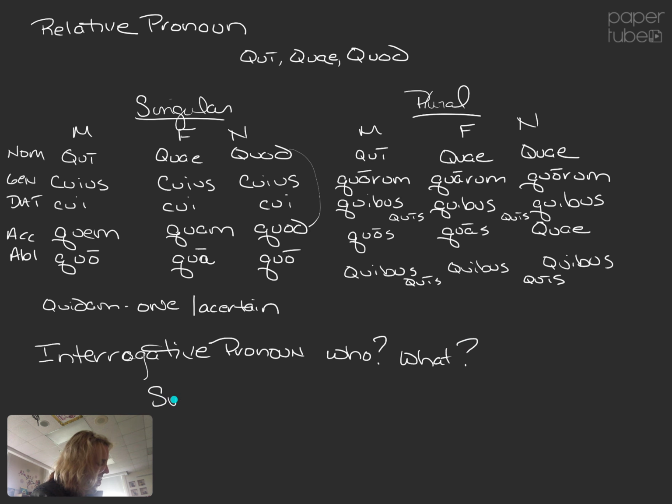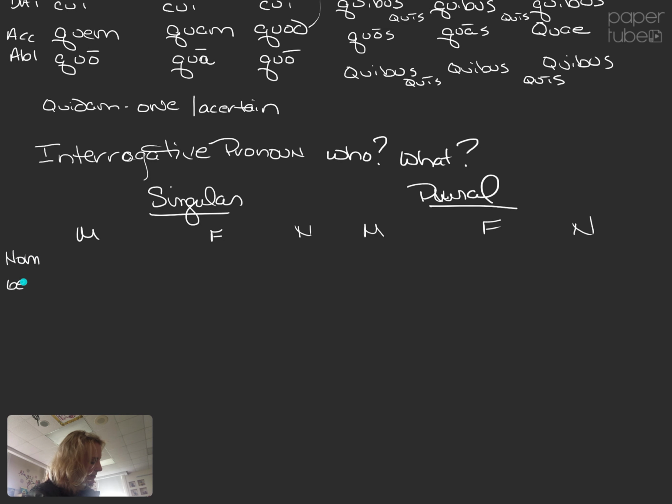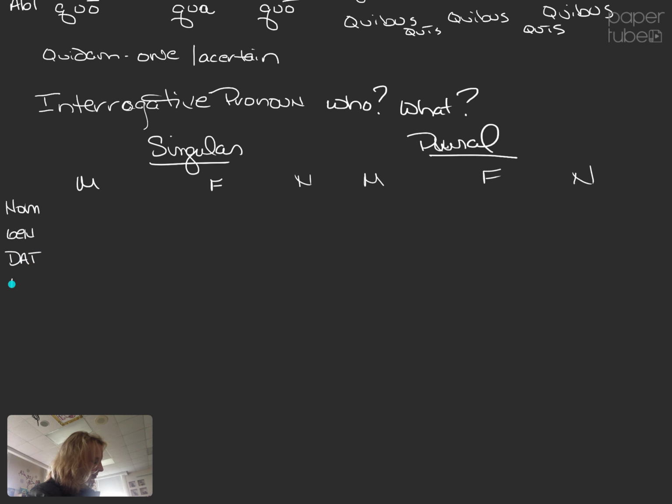So again, we have singular, plural, and we need masculine, feminine, and neuter. Masculine, feminine, neuter. We need our nominative, genitive, dative, accusative, and ablative. What are the forms? Quis, it's interesting because I was thinking I learned this as a 2, but I guess not. Quis, quis, quid.